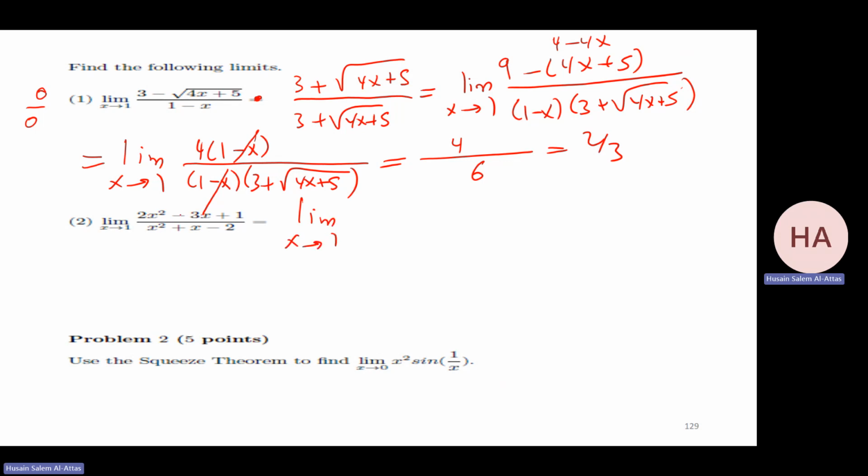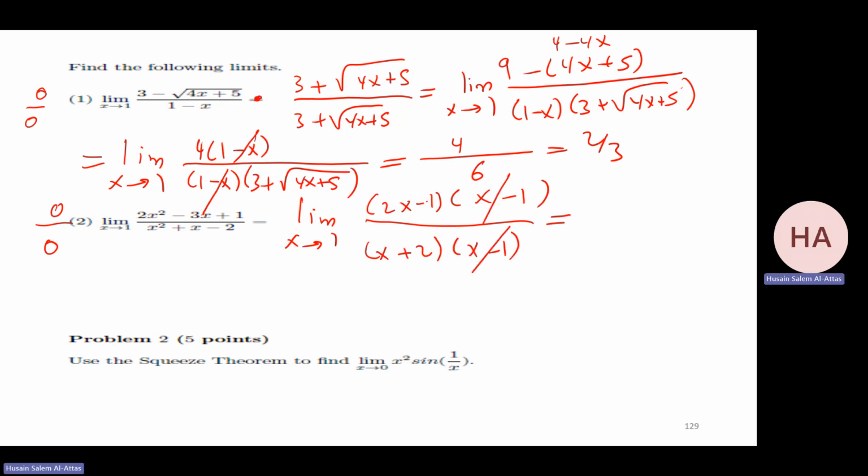Actually, if you substitute, you have what? 3 minus 3, 0 over 0. So you need to simplify it. You should have x minus 1, x plus 1, minus 1, minus x, minus 2x, minus 3x. The same thing here, x plus 2, x minus 1, cancel, substitute. You have 2 minus 1, 1 over 3.